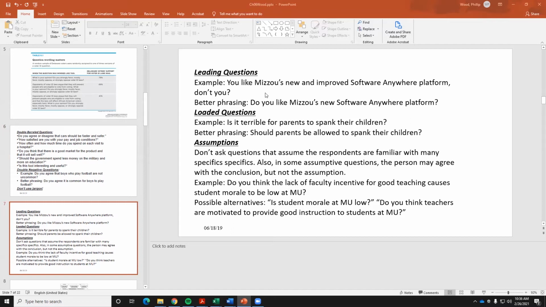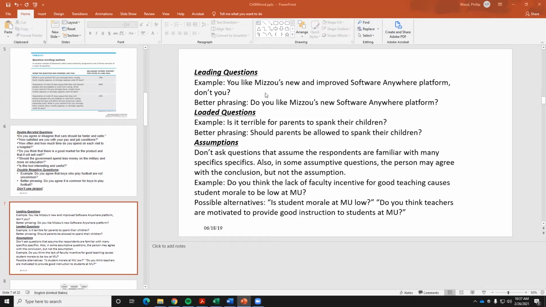I don't know if you get lots of polls from organizations, but in typical old person fashion, we finally got rid of our landline, and we kept getting polls all the time on the phone that were leading questions. Especially at Mizzou, the people who are doing work in the area want to be recognized and want to make the case that customers are really happy with this. So: you like Mizzou's new and improved software for a platform, don't you? You really are trying to push for a yes answer.